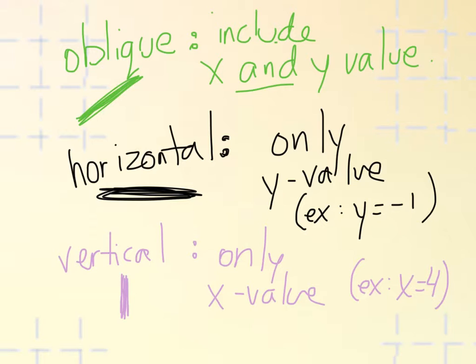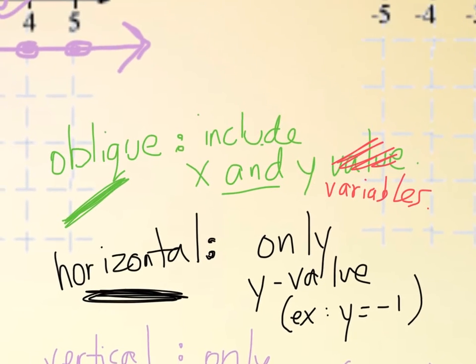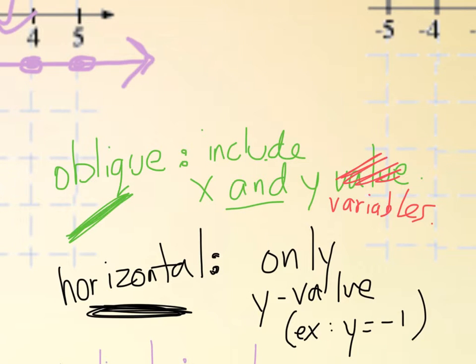Actually, I guess I should clarify, "values" doesn't seem like the right word. I would say it includes x and y variables. I think that makes more sense. So an example of that would be if we had the equation y equals x plus 2, because in this equation, we've got both a y variable and an x variable.